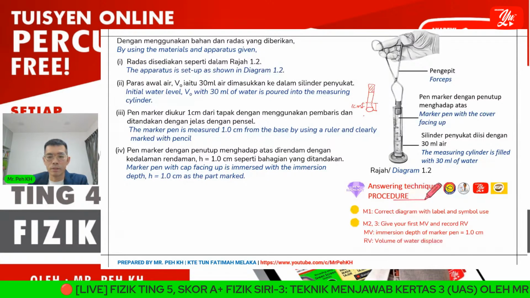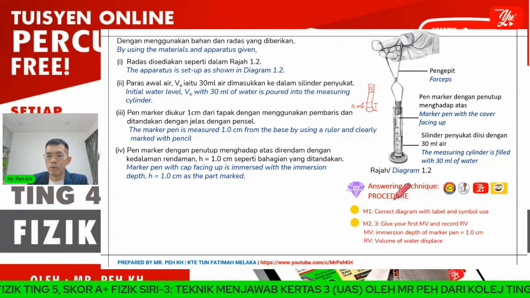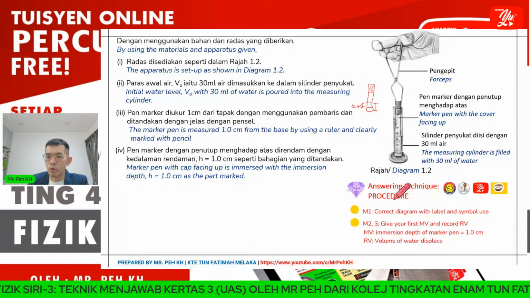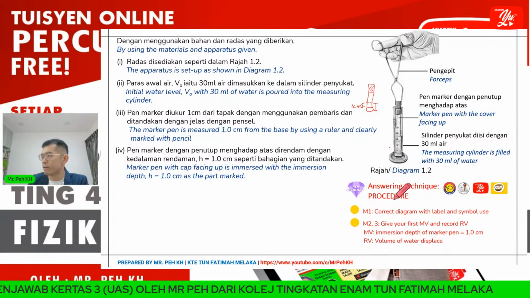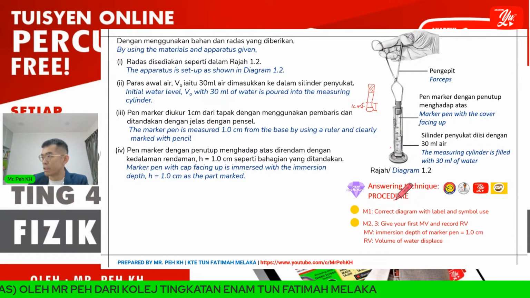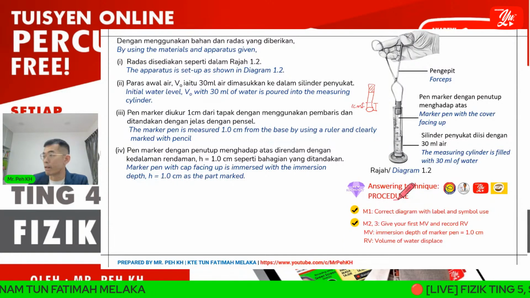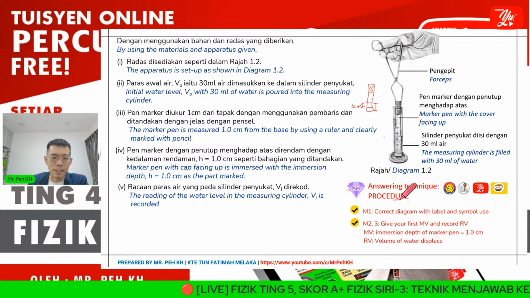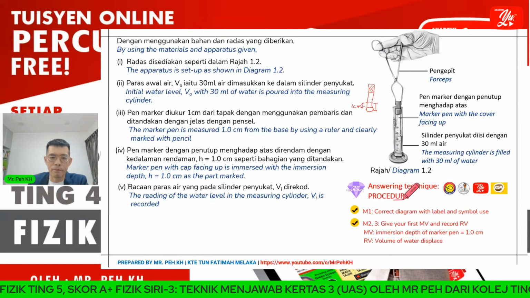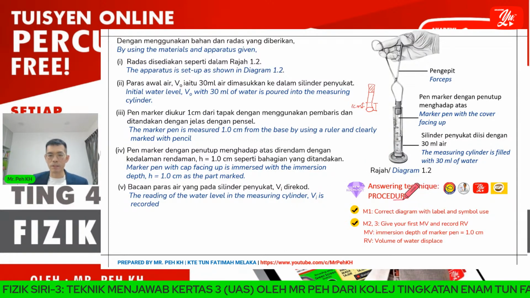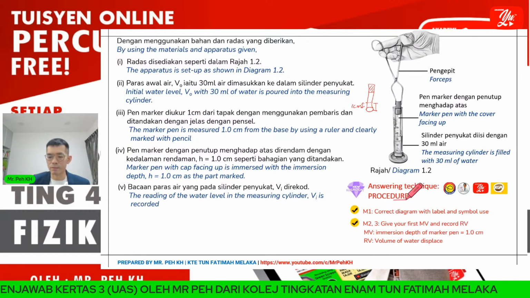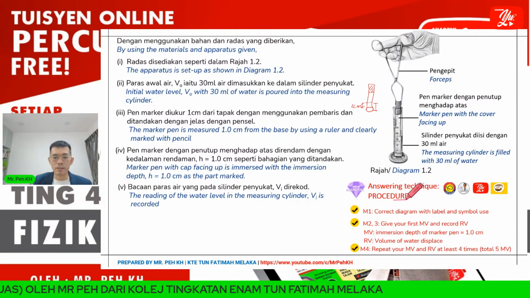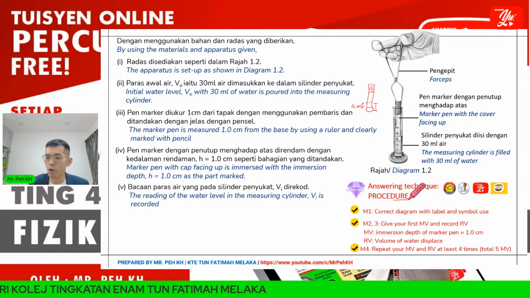Okay, then next will be the volume of water displaced. Definitely when you immerse the marker into water, the water will rise up, right? Because of buoyant force, because the weight of water displaced will be equal to the buoyant force acting on the marker pen actually. Okay, so here the reading of water level in the measuring cylinder is recorded. So here you have to record your first V. So there will be your third mark already. And then here there will be the fourth mark, where you repeat for your other MV and RV.